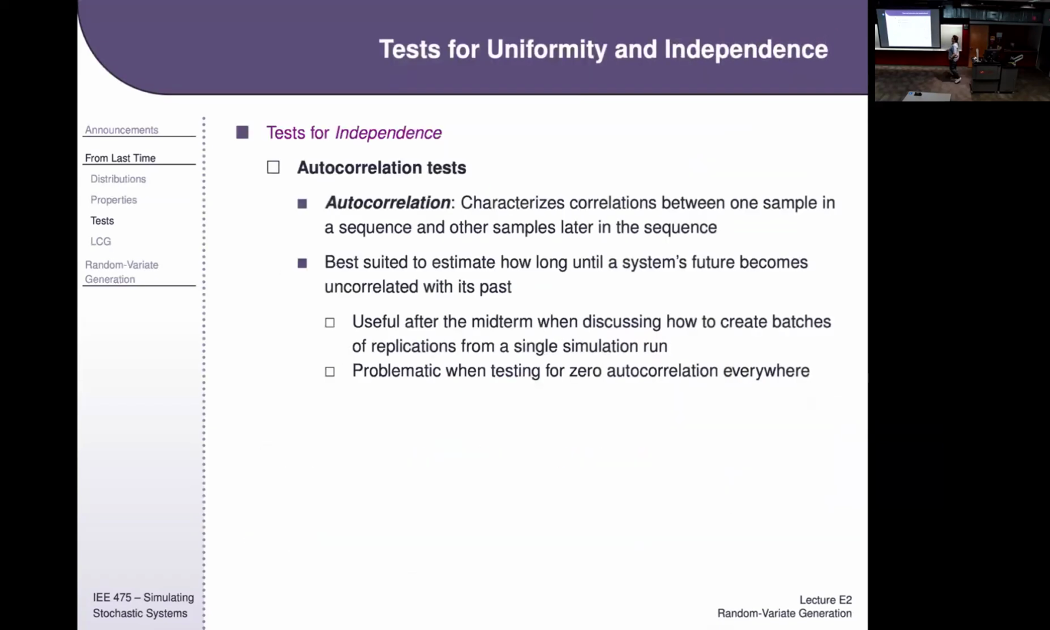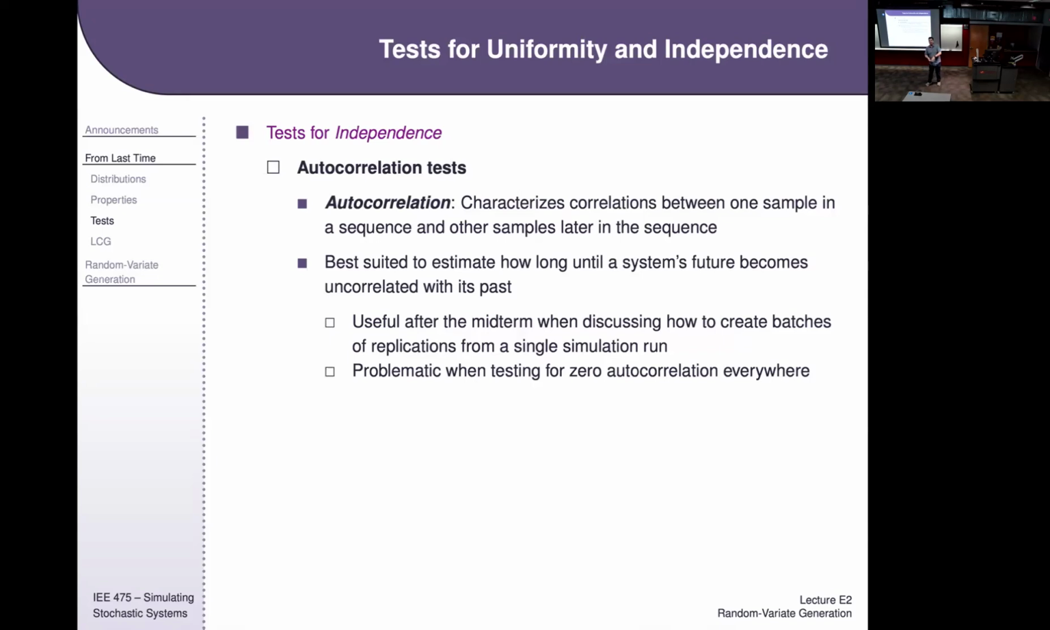Okay. All right. So the other test is for independence. There are very sophisticated ways to test for independence using so-called autocorrelation tests. If you're interested in autocorrelation tests, in the last lecture there are slides I didn't go over that go into some details about autocorrelation that I wouldn't test you on. But I do want you to know the term autocorrelation, which characterizes correlations between one sample in a sequence and other samples later in a sequence. So there are ways in which you can analyze how predictable a sequence is from previous portions of the sequence.